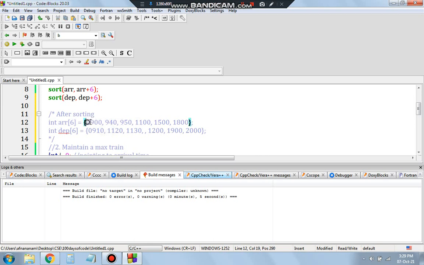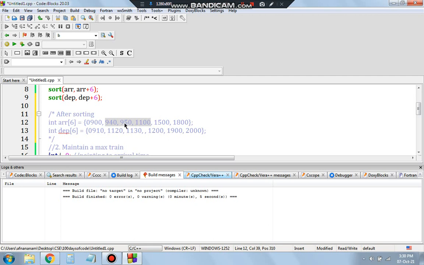For example, one train came at 9 and left at 9:10. So at 9:10 the platform was free. At 9:40 one train came. A second train came at 9:50. A third train came at 11 o'clock. All these three trains came, but one of the trains among these left at 11:20. So till 11:20 we needed three platforms, right?